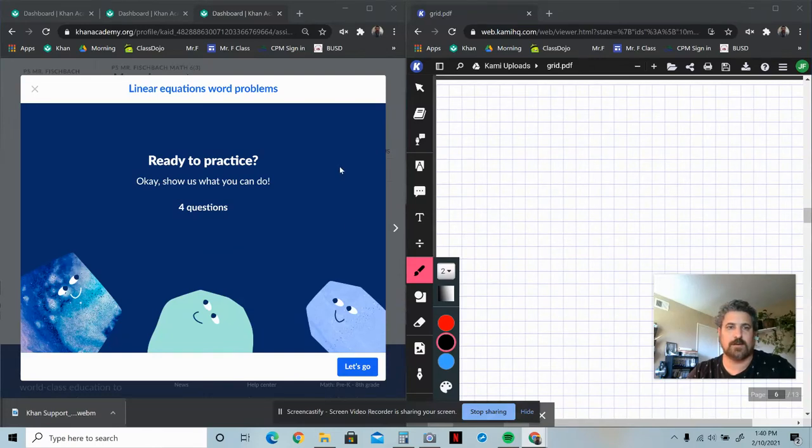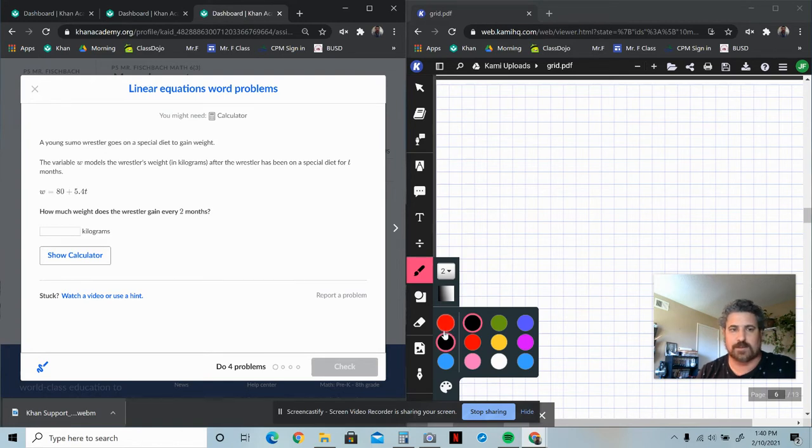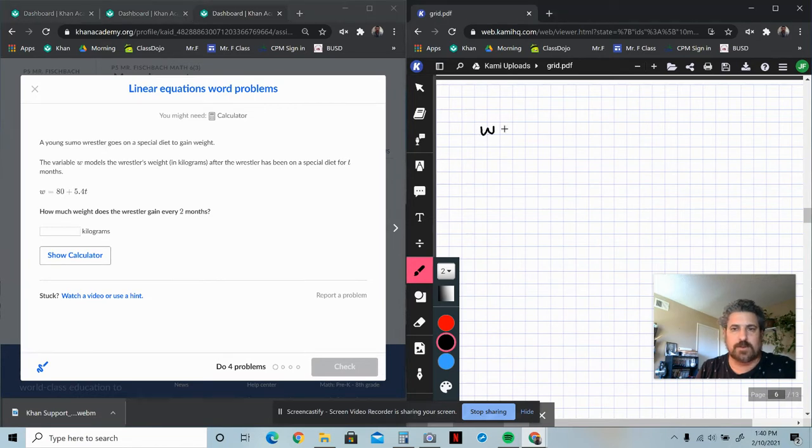This one's on linear equation word problems. Let's go. Okay, it says a young sumo wrestler goes on a special diet to gain weight. The variable W models the wrestler's weight in kilograms after the wrestler has been on a special diet for T months. Okay, so the equation they're giving us here is W is equal to 80 plus 5.4T.